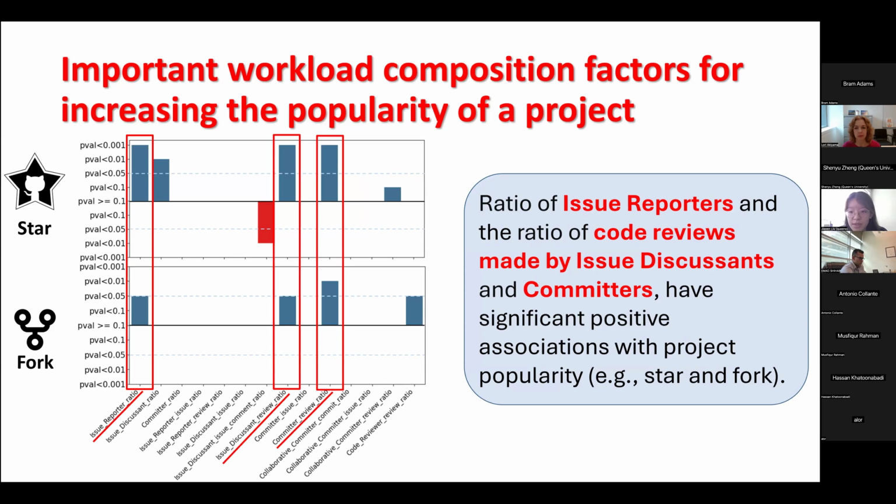From the model results, we observe that the ratio of issue reporters in the project and the ratio of code reviews made by issue discussants and committers have a significant positive association with project popularity. This means that if more people are raising issues in the project, and if current contributors who focus on issue discussion or committing also review pull requests, this would help create a welcoming environment and may attract more popularity.